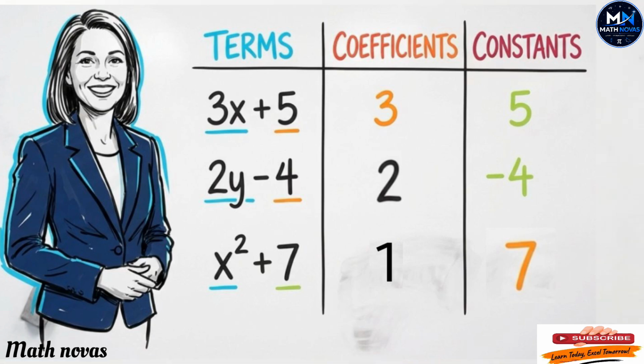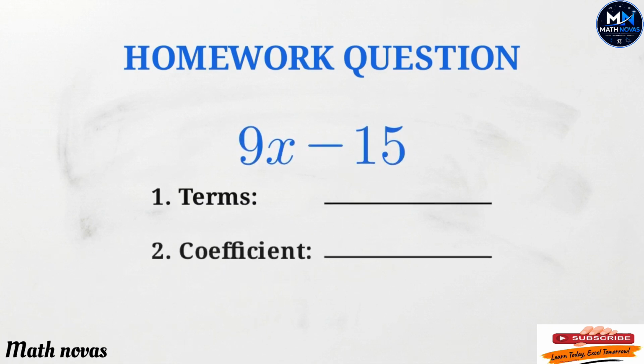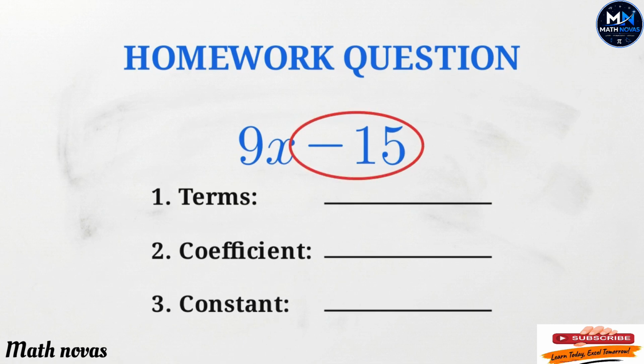To test your understanding, here is your homework for the next lecture. Look at the expression 9x minus 15. Identify the terms, the coefficient, and the constant. Pay close attention to that negative sign.